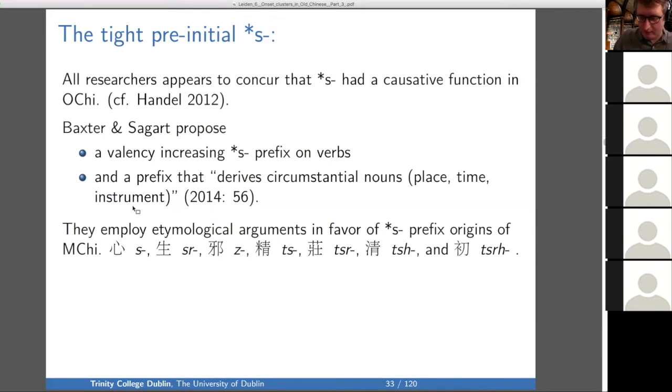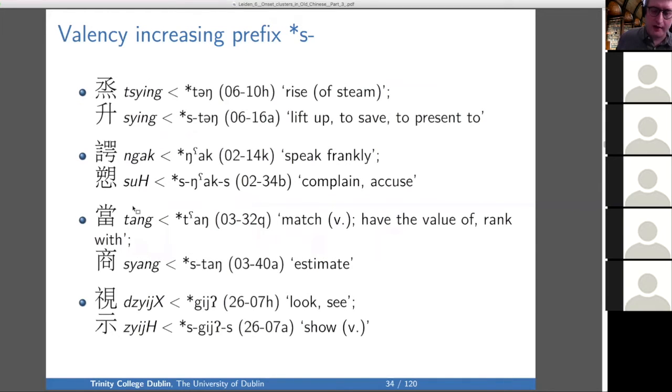And they employ etymological arguments in favor of an S prefix origin of the following Middle Chinese initials. And I don't know, maybe I will read them. So S, SR, Z, TS, TSR, TSH, and TSRH. Okay, so the valence increasing S.